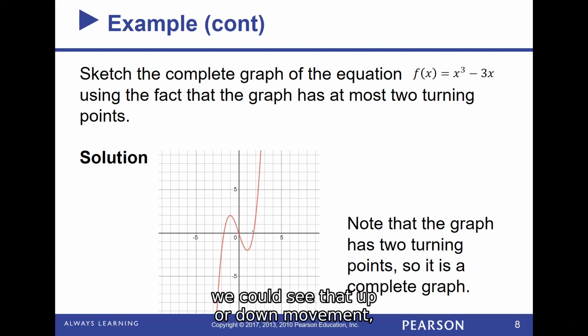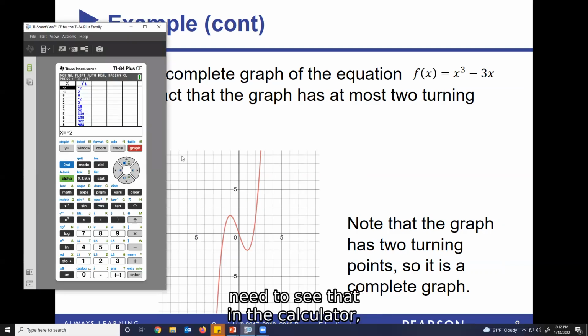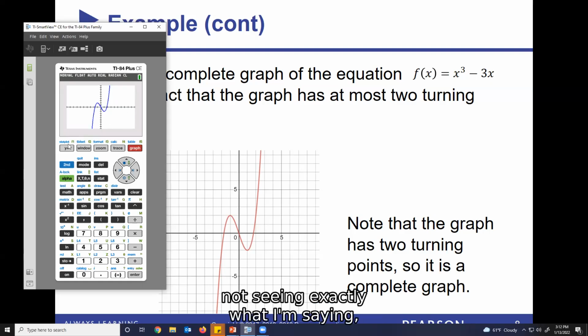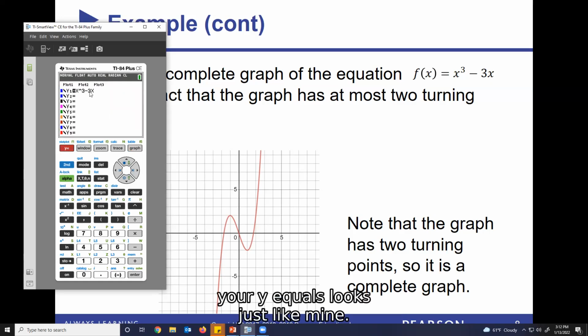It was kind of a little, we could see that up or down movement in the numbers, but we had that kind of layout that we can see there. Now you can't always use your calculator. If you need to see that in the calculator, if you hit the graph button, you should be able to see it. Now, just in case you're not seeing exactly what I'm seeing, double check to make sure your y equals looks just like mine.